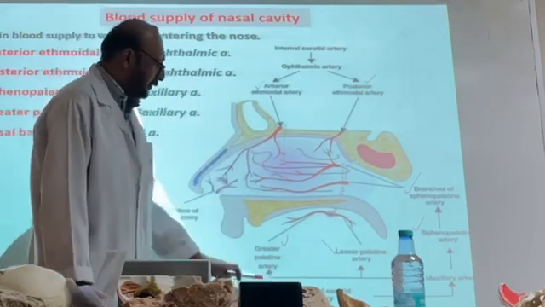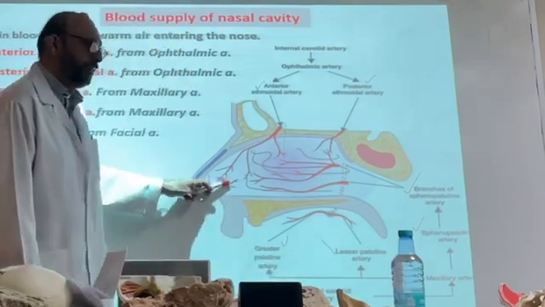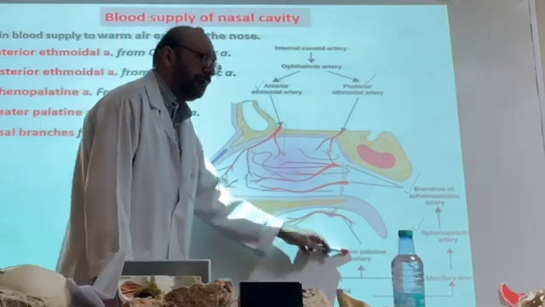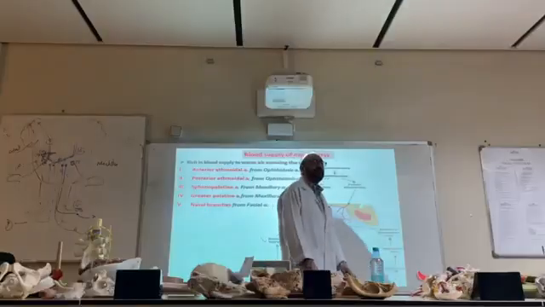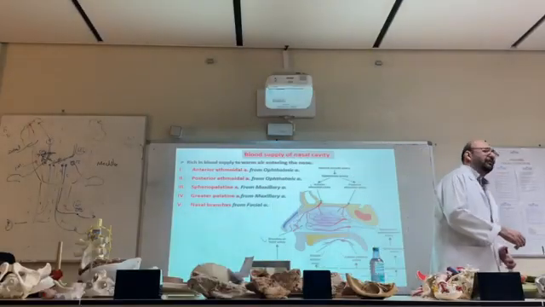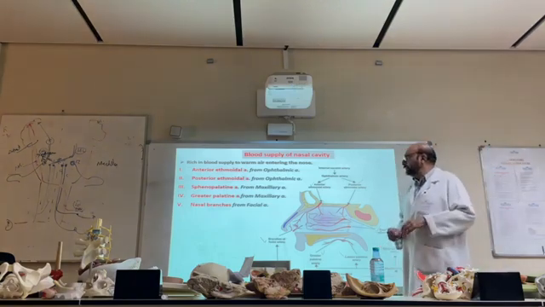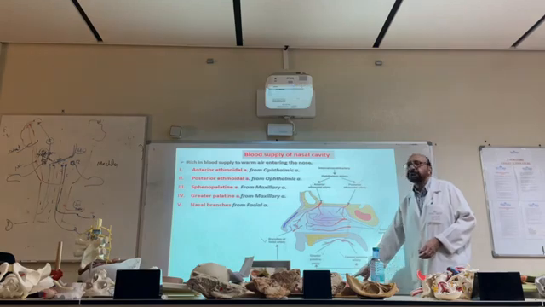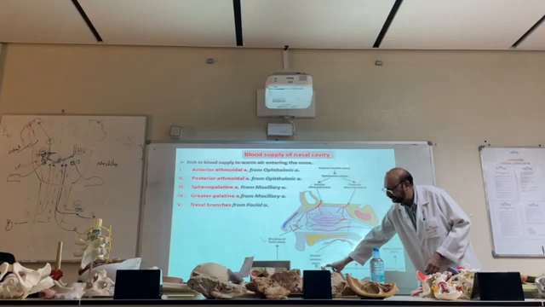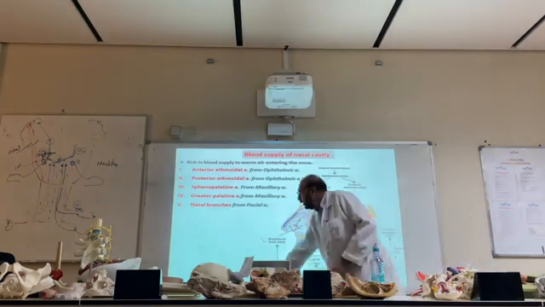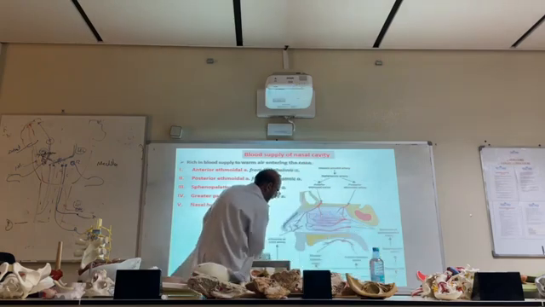The external carotid will give three branches here, like facial, greater and lesser palatine, and maxillary, and maxillary will give you sphenopalatine. And the branches of sphenopalatine will distribute the blood supply into it. Am I clear now? Doctor, the external carotid artery will give you maxillary, and maxillary will give you greater palatine with sphenopalatine. Yes, like this. Exactly. Clear now? Yes. Okay, so this is what we have in the blood supply.